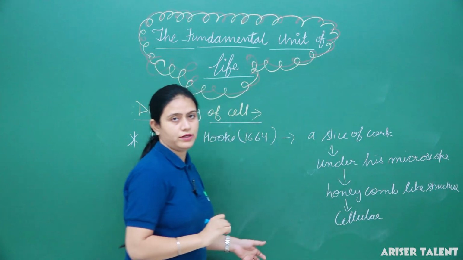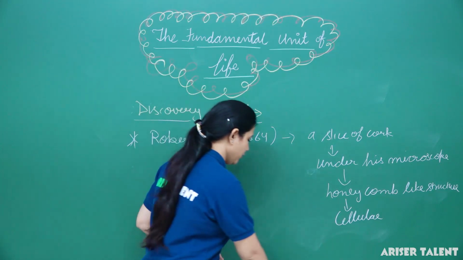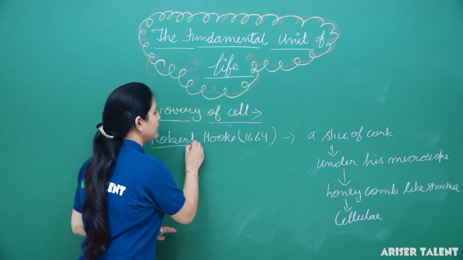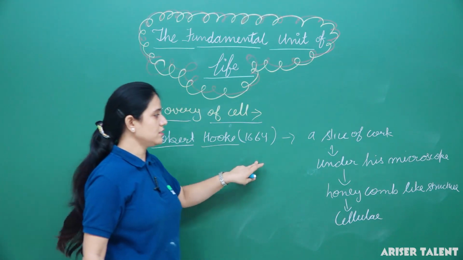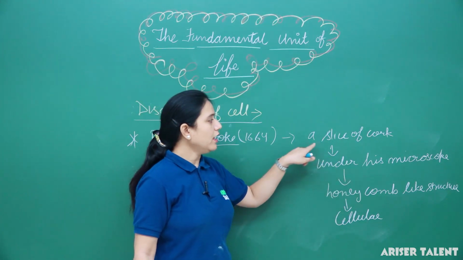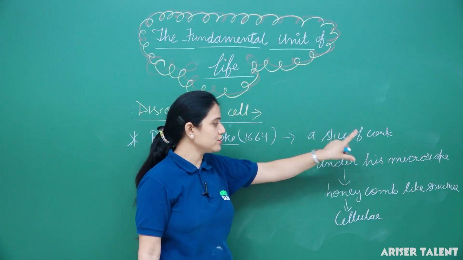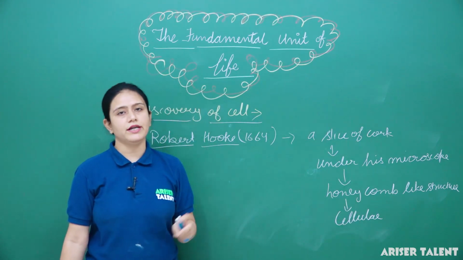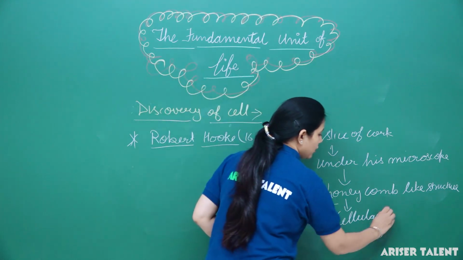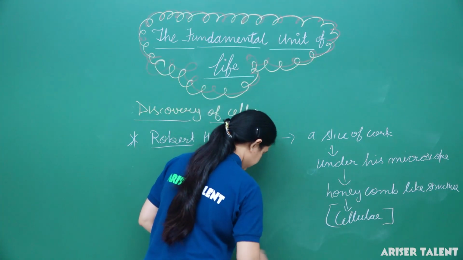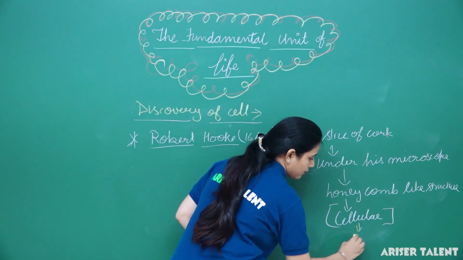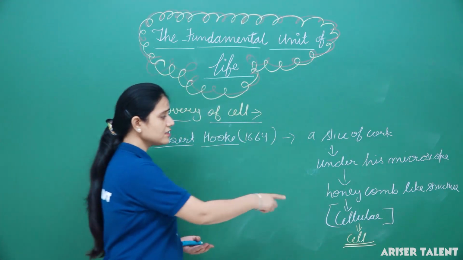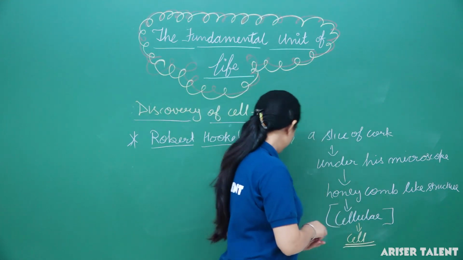Cellula. So thus we can say cell was first discovered by Robert Hooke in 1664 under his microscope. He examined a slice of cork, then he found a honeycomb-like structure, then he gave it the name cellula. Later on it was described as cell. Cellula is the Latin name.